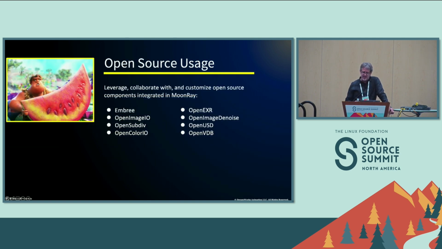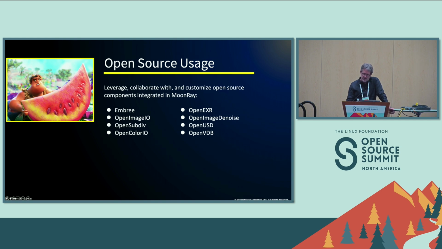We do use best-in-class open source libraries as part of MoonRay. So Embree is our ray intersection engine. It was initially developed by Intel for MoonRay, and then it was open sourced by Intel. We also use OpenImageIO to generically handle different image file formats. It was written by a developer from Pixar, and then NVIDIA, and then Sony when he finally got tired of writing the same library at every company he worked for, and he open sourced it.